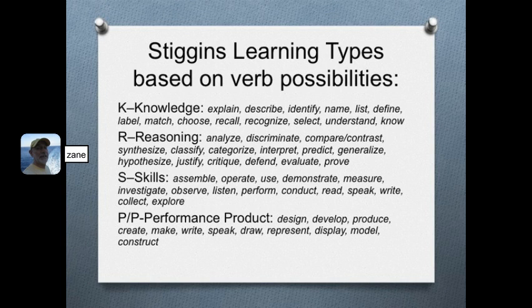Stiggins makes connections between these four learning types and verbs or action words. Notice some examples that may be useful to you on this screen. For knowledge, words such as explain, describe, identify, and so on. For reasoning, verbs such as analyze, discriminate, compare, contrast, and so on. For the learning type of skill, verbs such as assemble, operate, use, and so on. And finally, for performance product, verbs such as design, develop, produce, or create.